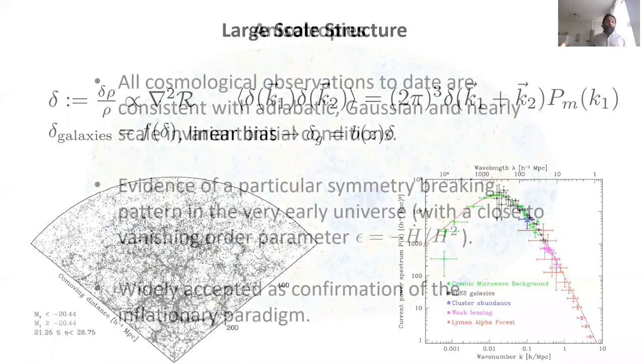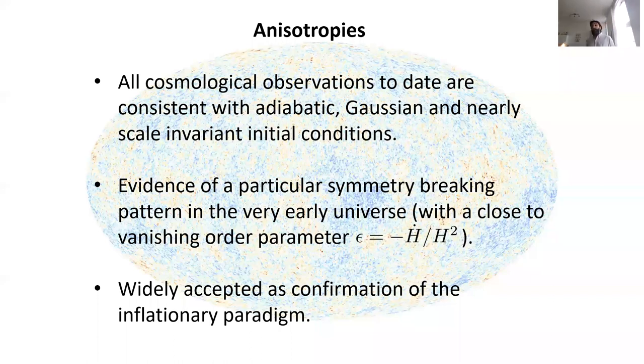I think there's one way to look at this, which is also that this is actually a really, really beautiful thing, right? But if you're from another perspective, i.e. that of a theorist, you'd be like, this is horrible. I wish we had more information. But the beautiful thing is all cosmological observables are consistent with adiabatic, Gaussian, and nearly scaling invariant initial conditions.